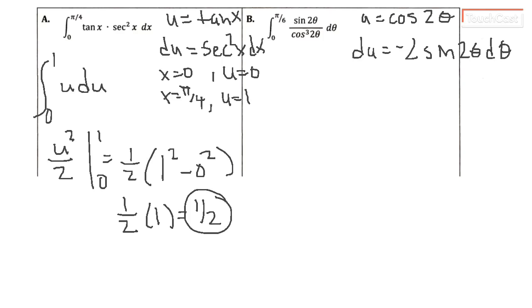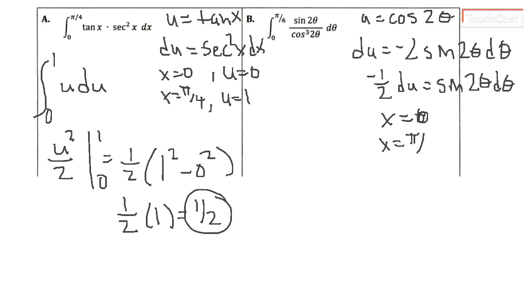But I don't like that negative, or the 2, because I don't have those in my original problem, so I'm going to rewrite this as negative 1/2 du equals sine of 2 theta d theta. Now, we also have to change our bounds. We had originally 0 and pi over 6, but we need to plug those in to cosine 2 theta.